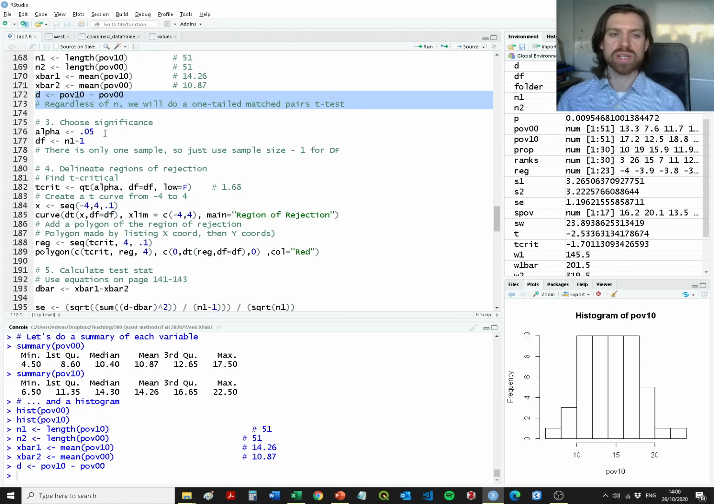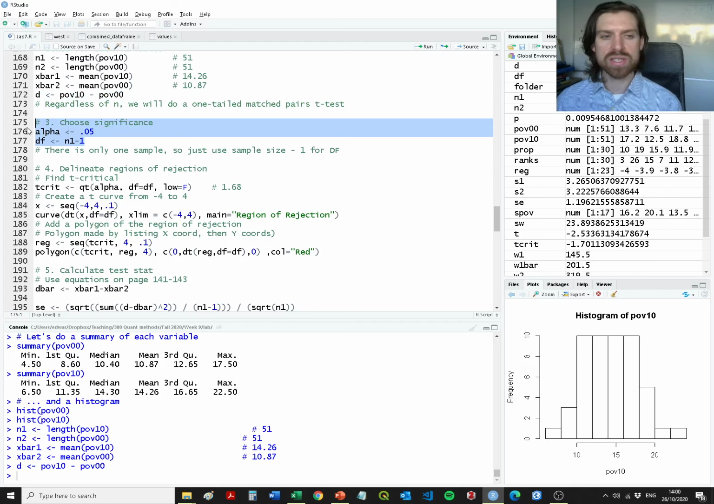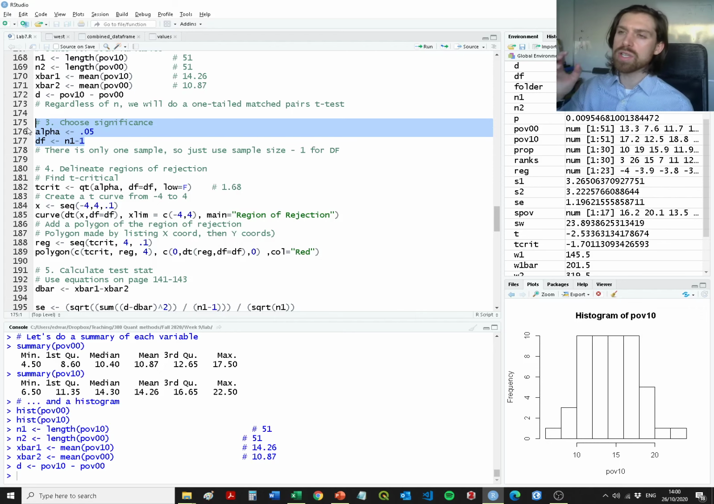Now we need to choose our significance level. We're going to go for the 95% confidence level again, so we want to be 95% sure that the results haven't just occurred by random. We then need to get the number of degrees of freedom for this test. The number of degrees of freedom is always the number of data points you have in your sample minus 1.